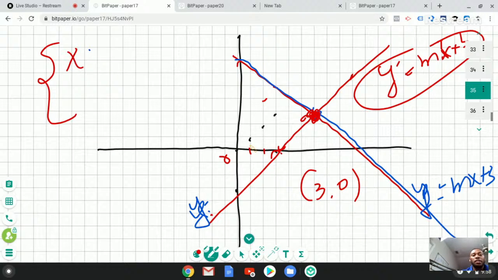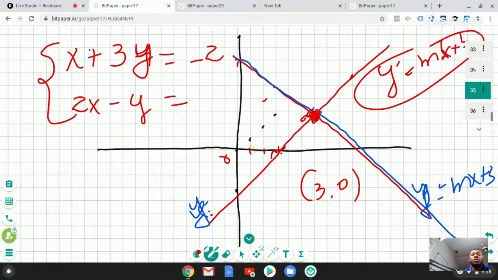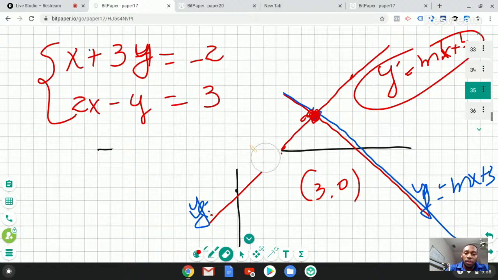So let's say you have x plus 3y is equal to, let's see, -2. x plus 3y is equal to -2. And then I have 2x minus y is equal to, let's see, 3. Okay. So now how do I solve the system of equations? There are many ways to solve for it. And like you were saying, by addition or elimination, you can solve for it that way.